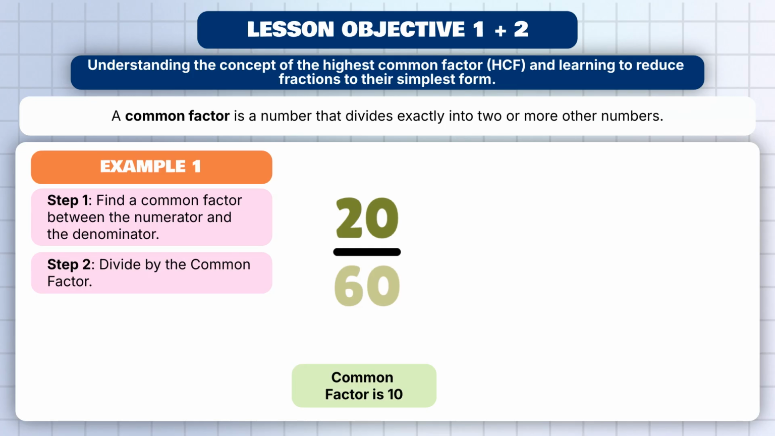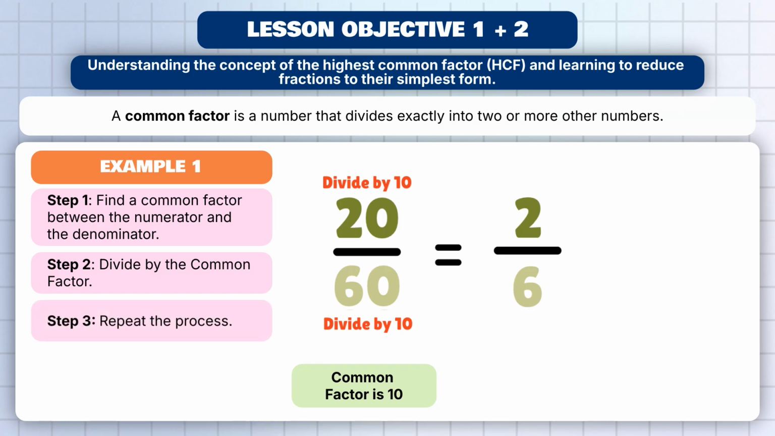Step 2 is to divide by the common factor. Once we've identified a common factor, we divide both the numerator and the denominator by this factor. Using our 20 over 60 example, we divide both by their common factor of 10. 20 divided by 10 equals 2. 60 divided by 10 equals 6. So 20 over 60 simplifies to 2 over 6.